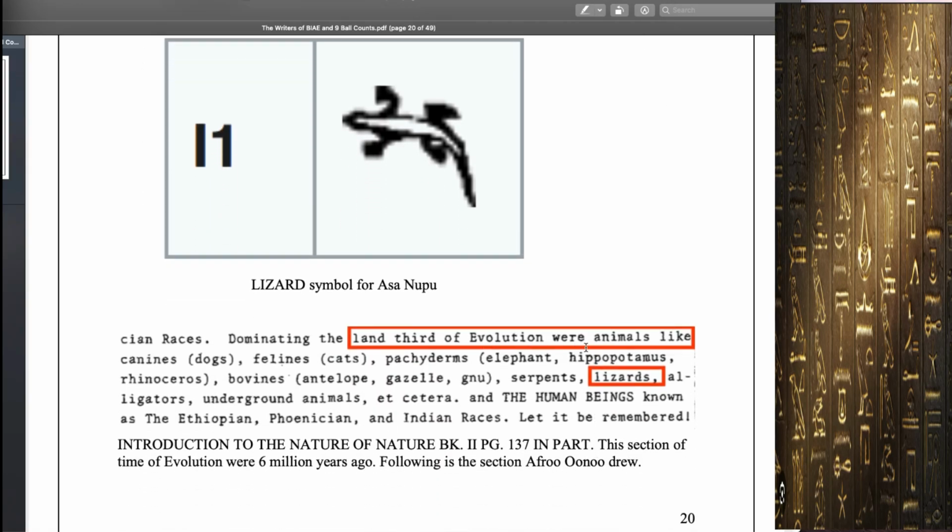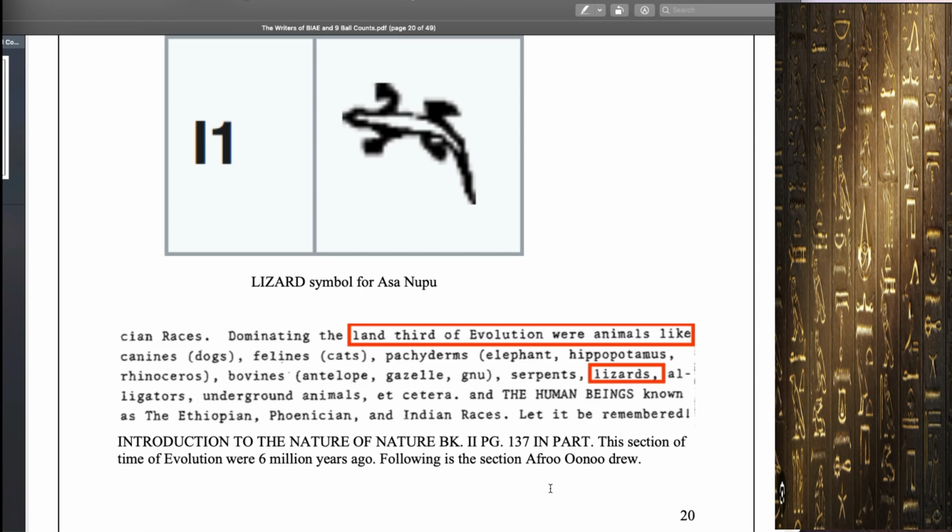Dominating the land, third of evolution, were animals like canines, dogs, felines, cats, pachyderms, elephant, hippopotamus, rhinoceros, bovines, antelope, gazelle, the gnu, serpents, lizards, alligators, underground animals, etc. And the human beings known as the Ethiopian, Phoenician, which are the Arabs, and the Indian races, okay, like East Indians and things like that. Let it be remembered. Introduction to the Nature, Book 2, page 137 in part. This section of time of evolution was 6 million years ago.